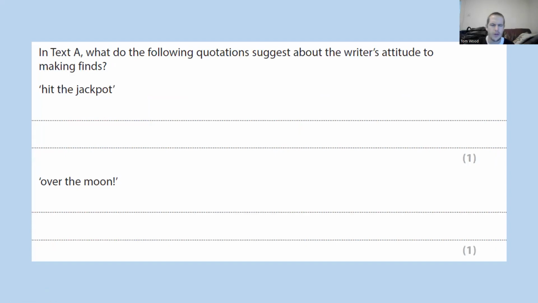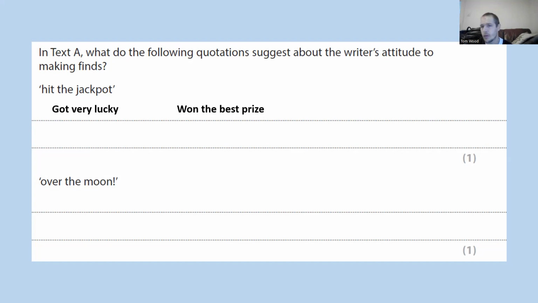So again, there's another couple of these ideas here. So we've got, in text A, what do the following quotes suggest about the writer's attitude to making finds? So we've got to hit the jackpot. And this is what I mentioned earlier about these questions sometimes using idioms or cliches, quite colloquial language at times. So to hit the jackpot, obviously that is an idiom. We're not actually finding a pot called Jack and hitting it. But again, it's stating, well, what does this mean? What does it state about his attitude? So he feels that when he hit the jackpot, he's got very lucky. He's won the best prize, something to that effect.